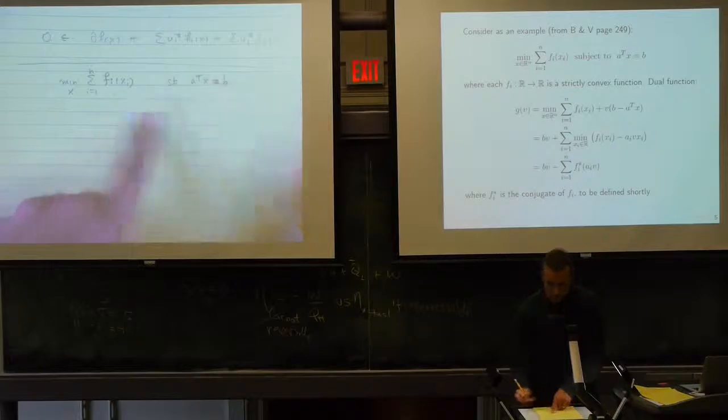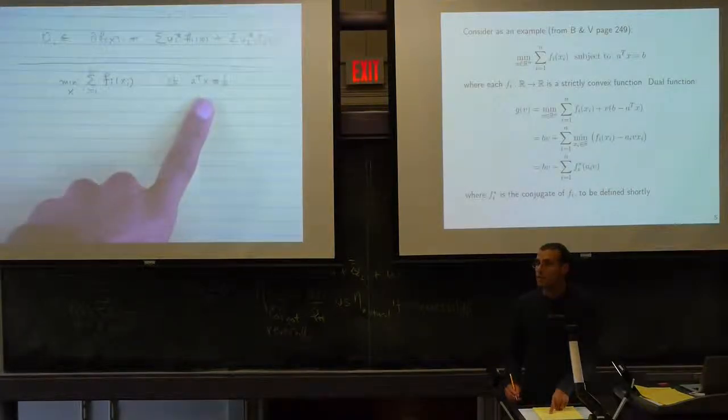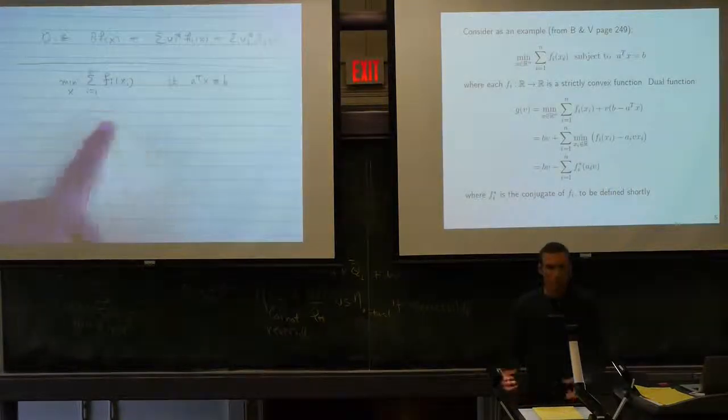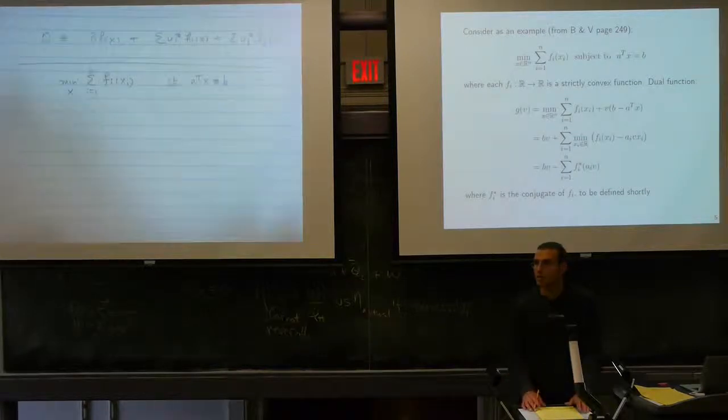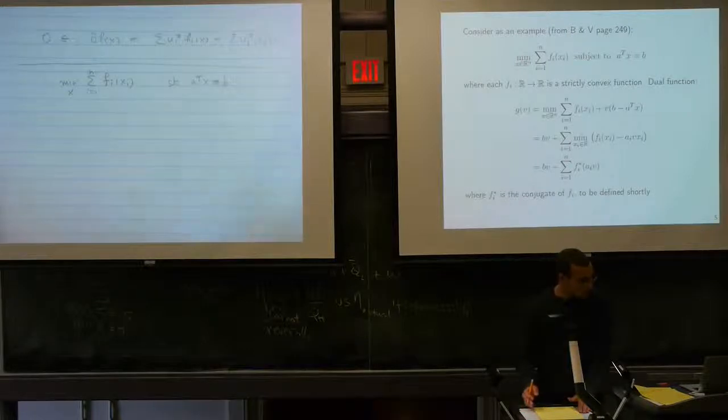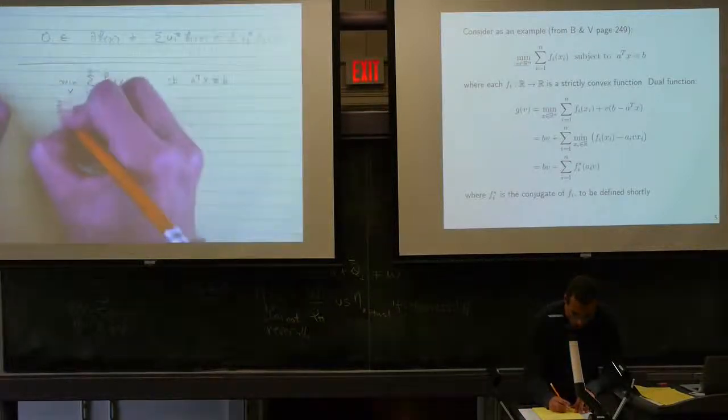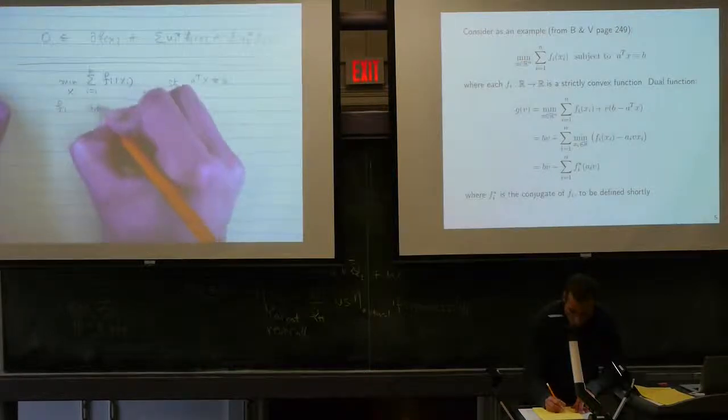It's a linear constraint, A transpose x equals b. So now these are entangled. We can't really minimize them separately. Okay, so we're going to look at the dual of this problem. And let's assume that each f_i is strictly convex.